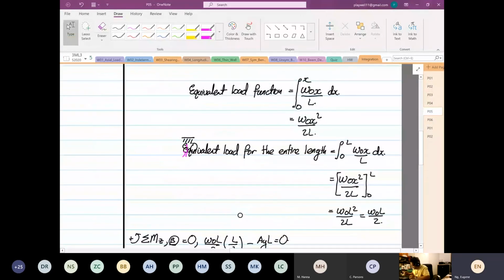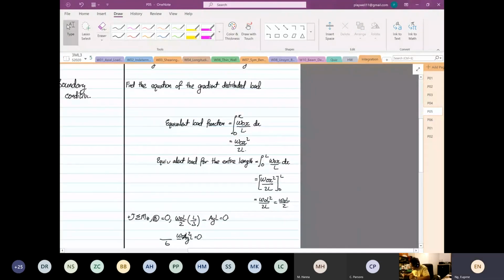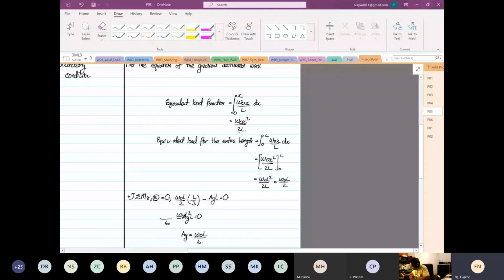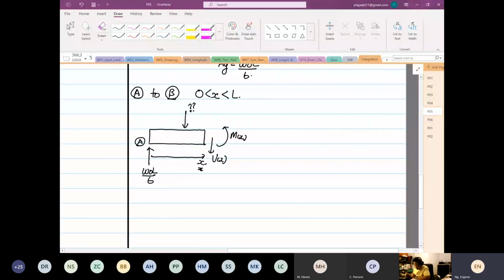Let me tidy things up down here now. So what's happening down here? That's why it's important to write out the equivalent load equation. It's equal to omega naught x squared over 2L. So when you have it as a function of x, this is equal.